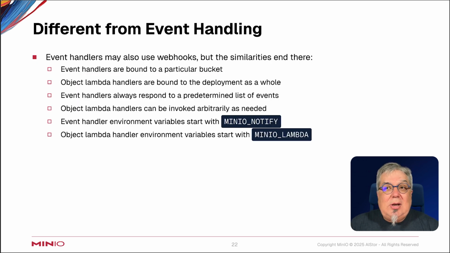So if you've been doing any event handling, you're probably thinking to yourself, well, wait a minute, event handlers and bucket notifications, those also use webhooks. Right, but that's kind of where the similarities end. Event handlers are bound to a particular bucket, whereas object Lambda handlers are bound to the deployment as a whole and can be called against any bucket. Event handlers always respond to a predetermined list of events, whereas object Lambda handlers can be invoked arbitrarily whenever you need to call them. An event handler environment variable also starts with MINIO_NOTIFY, whereas our object Lambda handler environment variables start with MINIO_LAMBDA. So that's where all the differences lie.